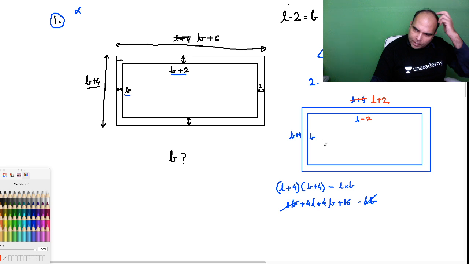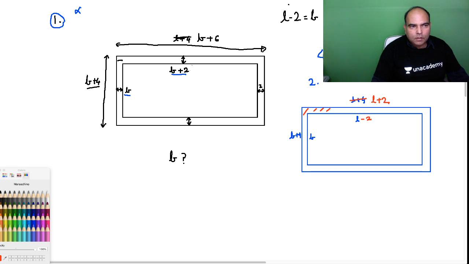So in this case the area of the path, which is the area enclosed between the two rectangles, will be given by, if I clean the board a little, this will be easier for us to see again. I'm going to find the area of the path using L+2 into B plus 4, minus L-2 into B. This is the area of the path now.